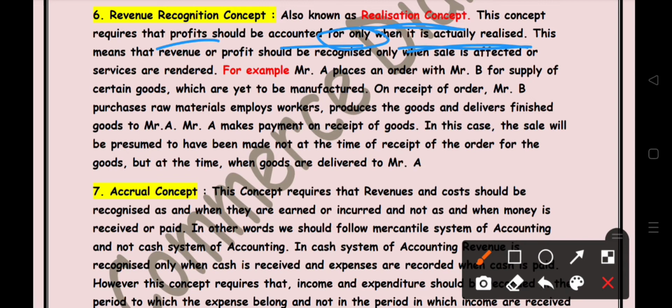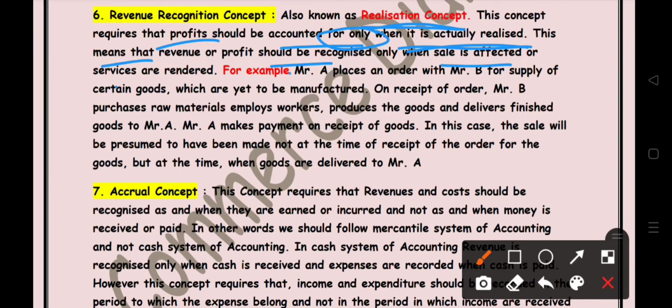The revenue recognition concept states that we will record our revenues as and when they are recognized. This means the revenue or the profit should be recognized only when the sale is effected or the service is rendered. Here, revenue is assumed to be realized when it is actually earned in our business. Revenue for a business transaction should be included in our accounts only when it is realized.